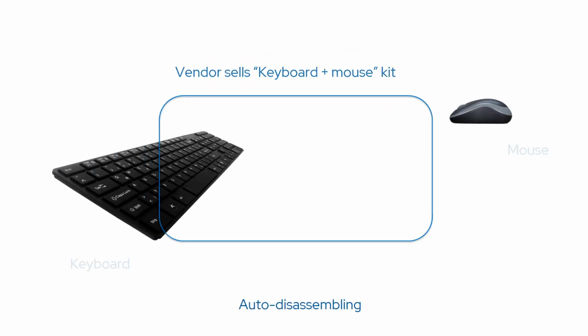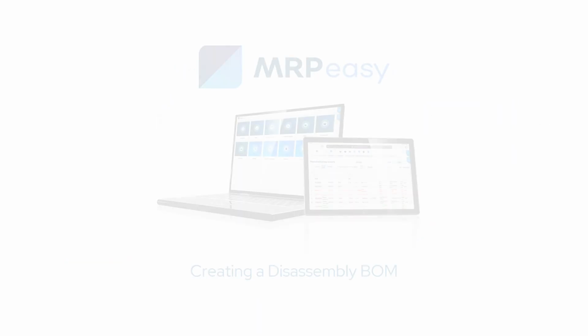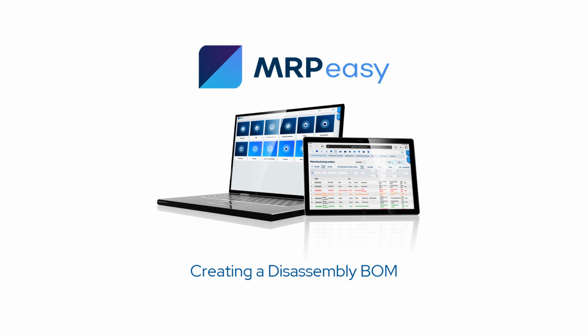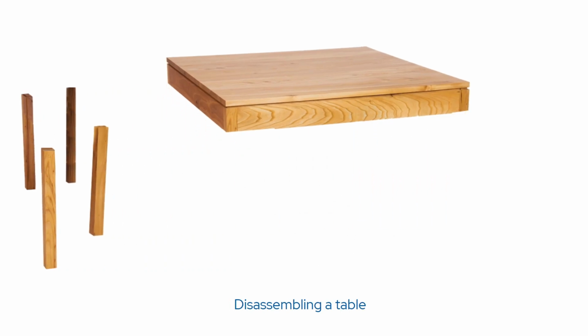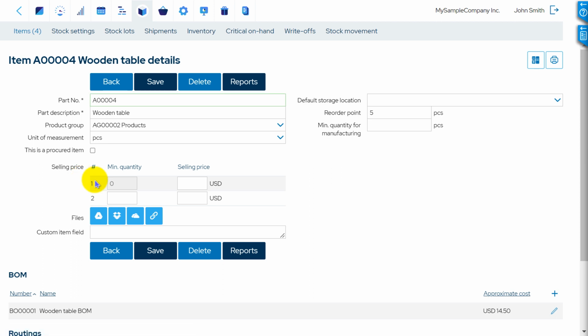Or in other cases, like when vendors sell kitted components, the parts of which are needed for separate use. Both cases can be handled in MRPeasy by using a disassembly BOM. For example, there may be a need to disassemble a table into a table top and four table legs.